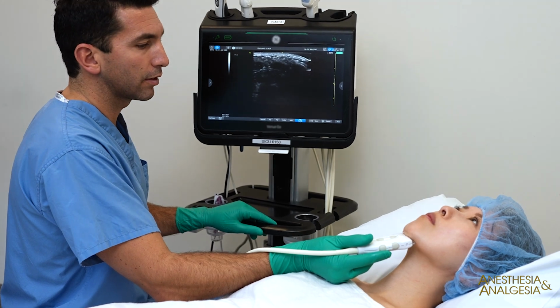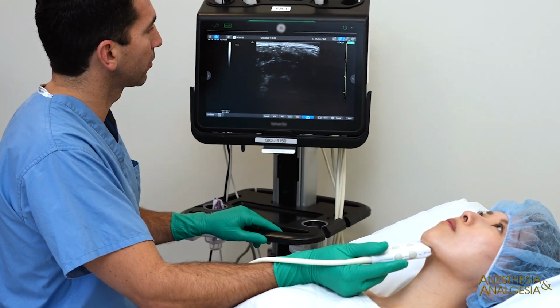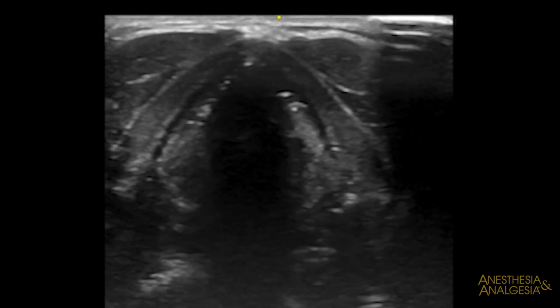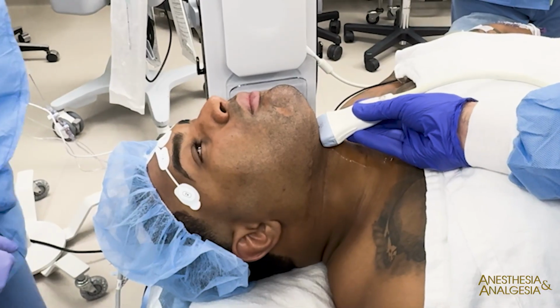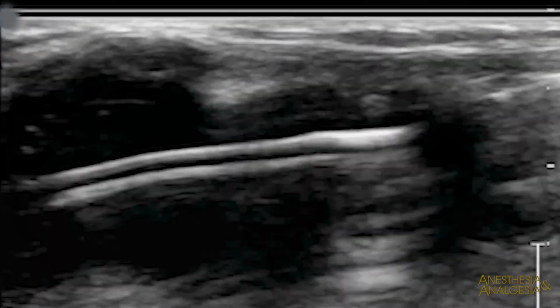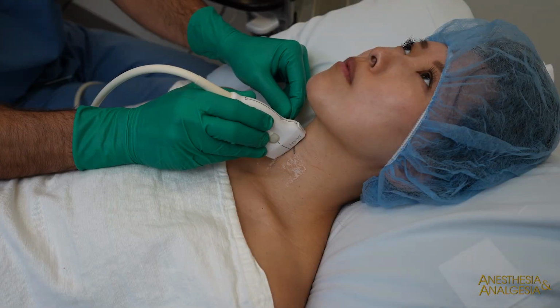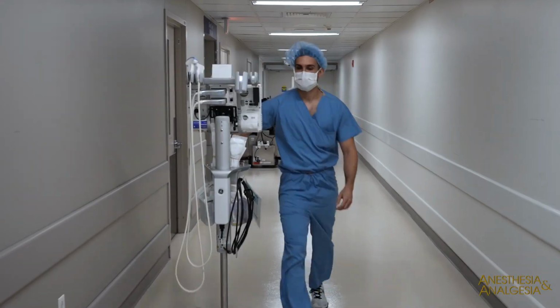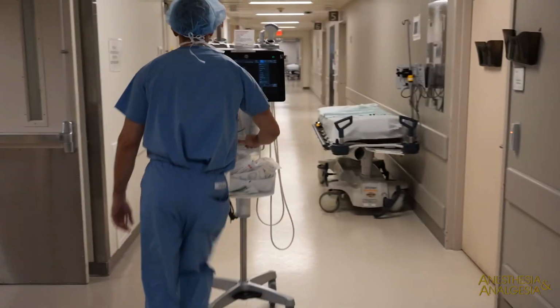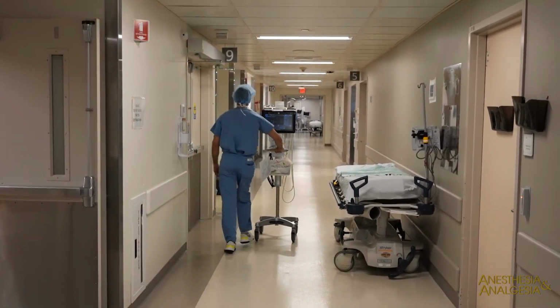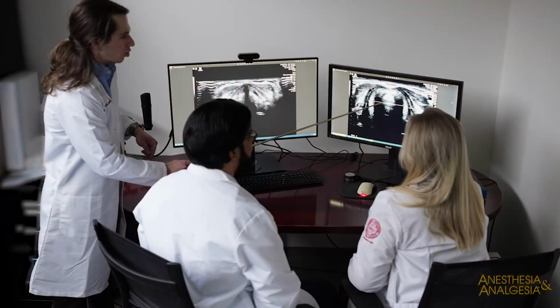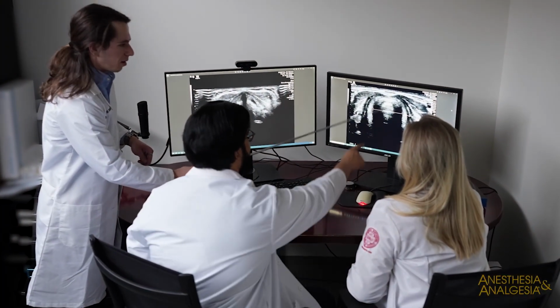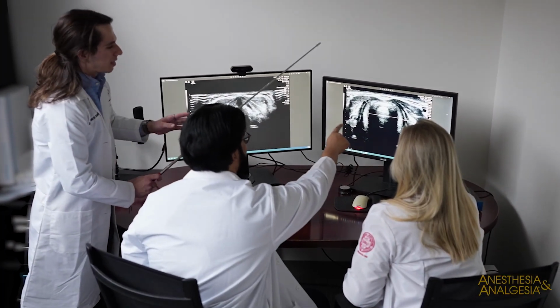POCUS is a valuable tool for airway evaluation and management. It can be used to assess airway anatomy, predict difficult airways, confirm endotracheal intubation, and guide cricothyroidotomy. POCUS is non-invasive, portable, and readily available, making it ideal for use in emergency and critical care settings. POCUS education and training can improve patient safety and outcomes in airway management.